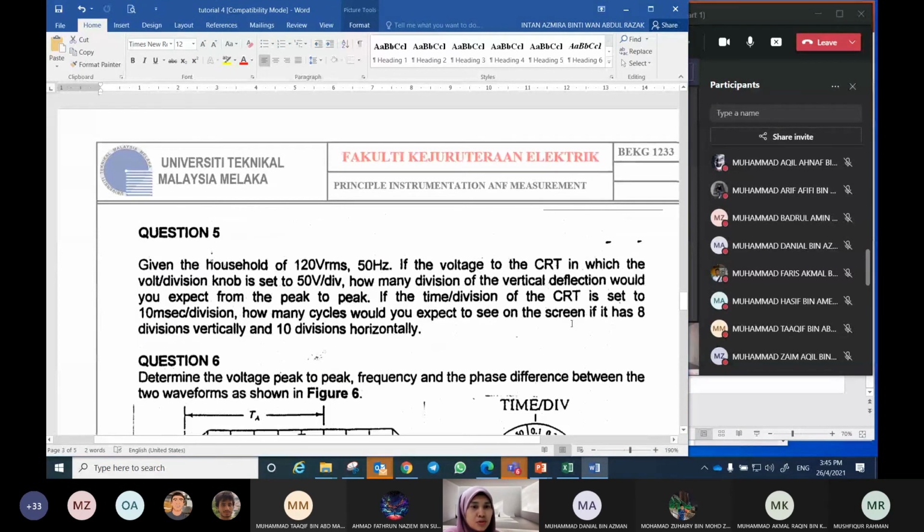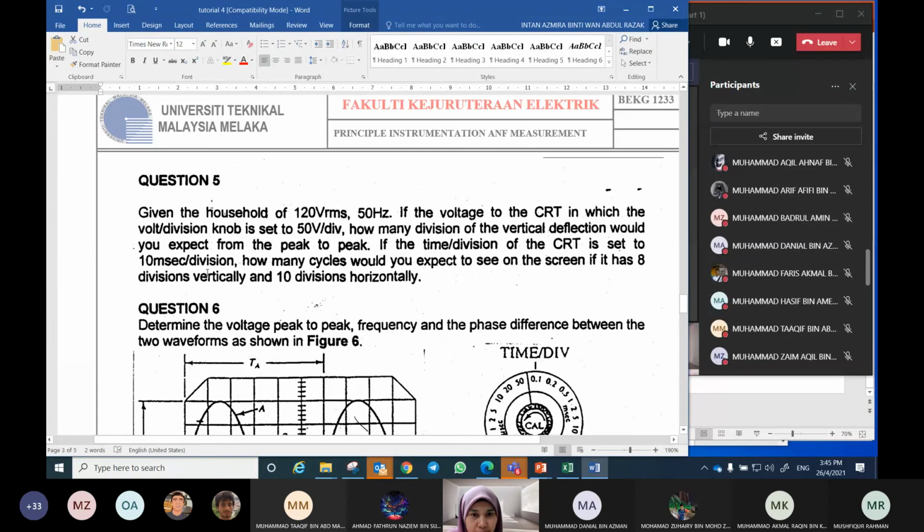Given the household, what is this question? Household of 120 VRMS 50 Hz. If the voltage to the CRT in which the volt per division knob is set to 50 volt per division. Okay, but now it is about 350.